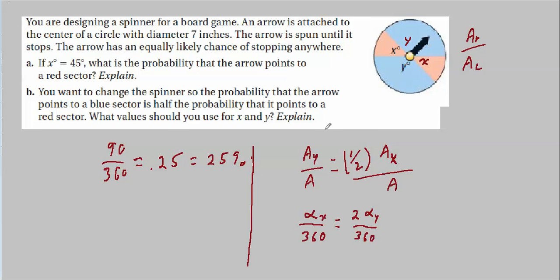Since we already know it only depends on the angles, we can immediately write that alpha sub x over 360 equals 2 times alpha sub y over 360. Well, we can just forget the 360s now, or multiply through by 360 on each side. And we get this. Well, if alpha sub x is 2 times alpha sub y, we can substitute.